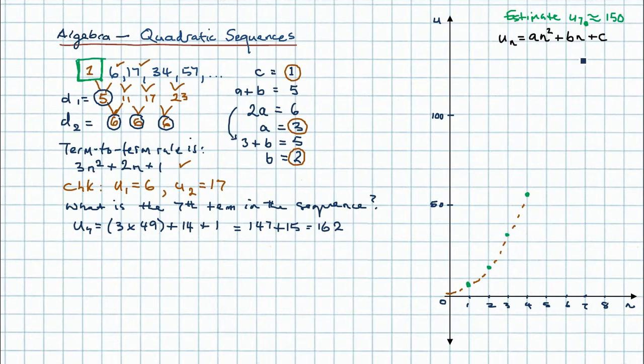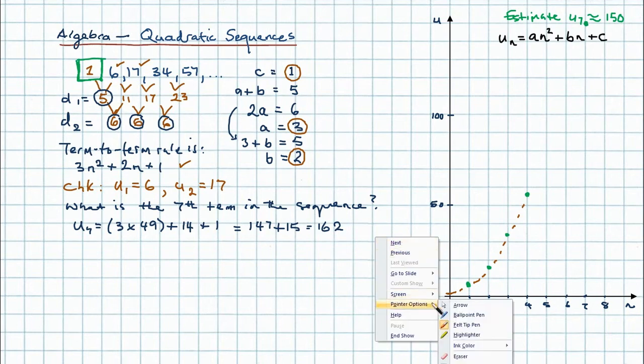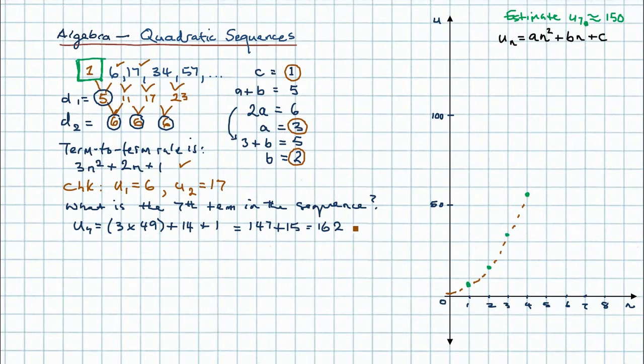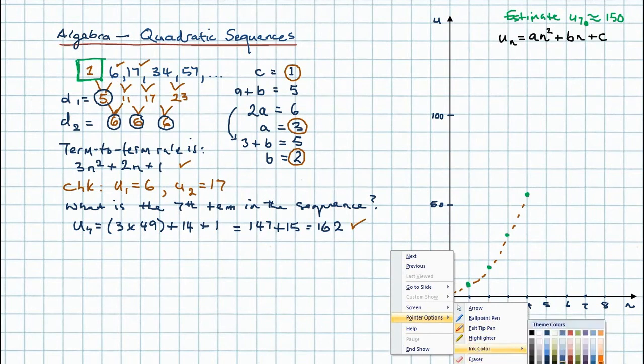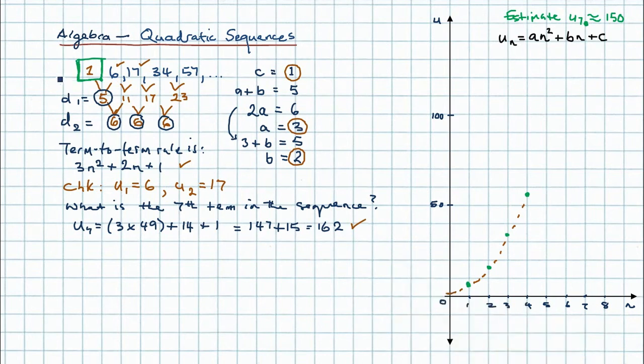Just as a check, are we anywhere near 162? Well, we weren't far off 150, so I think 162 sounds right, and so I'm going to say that's correct. Okay, should we do one more? So we'll call this A. Let's try something like this.